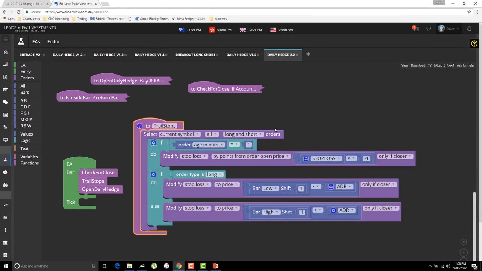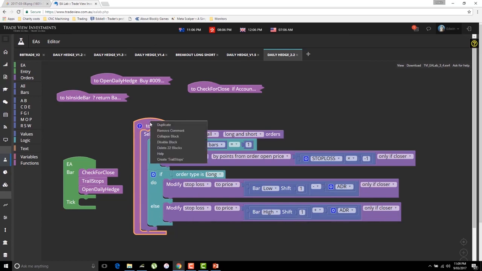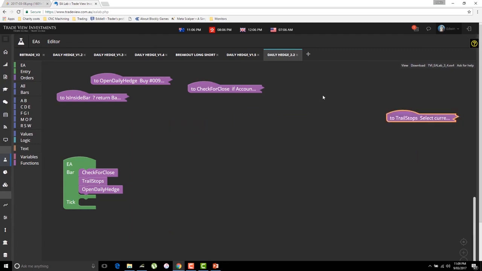So here in the trailing stops, we're going to look at all the orders, and any orders that are yesterday's order. So if the order age is 1, we're going to modify the stop loss, and remember we talked before about that -1 and why we had that. So that's the same as the previous bit that I built before. Then if it's a long order, we're going to shift it to 1 or an amount of ADR below the previous day low, and same thing if it's a short order, above the previous day's high. Okay, so that's trailing stops, pretty simple. That literally was the same as before.